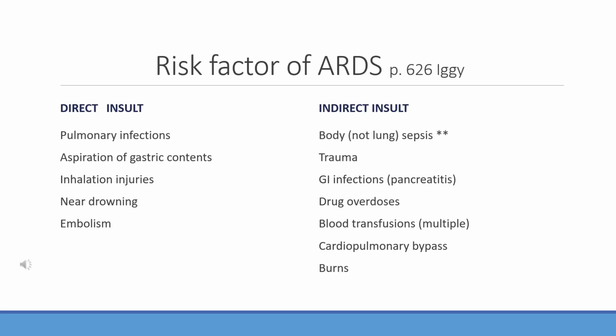What are some risk factors for ARDS? Direct insults and indirect insults. And remember, think of the word insult as being injury. So what kind of injuries could they be? If they're a direct insult, that means they're injuries that arise in the lungs. They directly involve the lungs. The source of the lung injury is the lung. So these are things such as pulmonary infection, aspiration of gastric contents, inhalation injuries, embolism, and some lung contusions, like pulmonary embolism and pulmonary contusion.